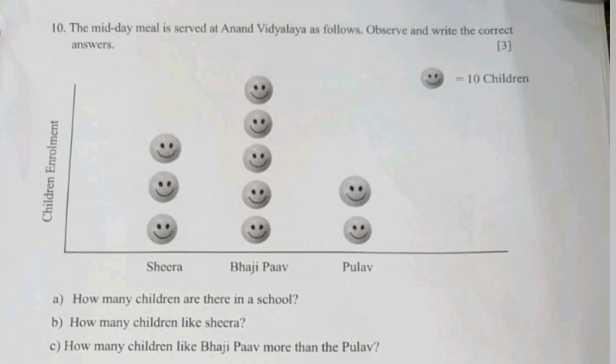Question number C. How many children like bhaji pav more than pulav? Here we have to find out the number of students. So bhaji pav, there are 5 smileys. So 50 students like bhaji pav and 20 students like pulav.